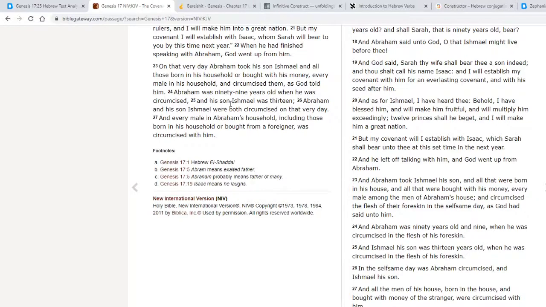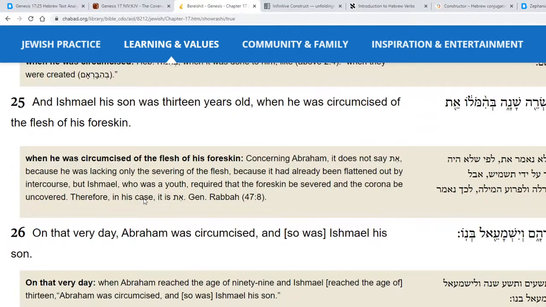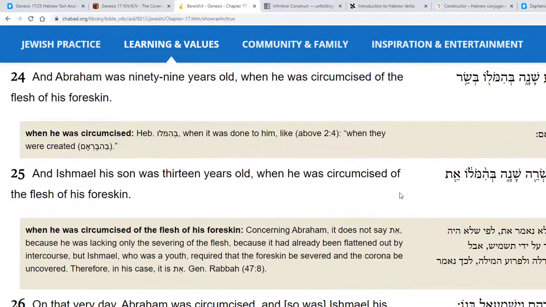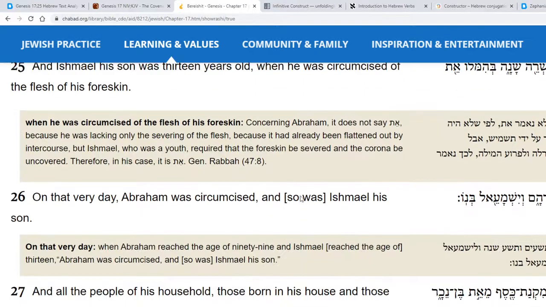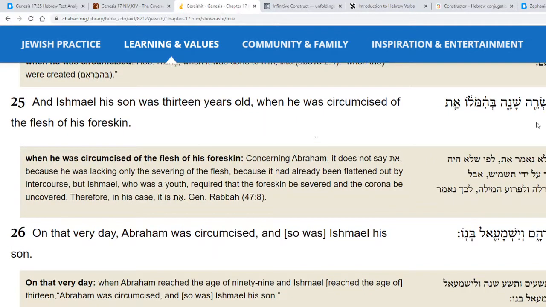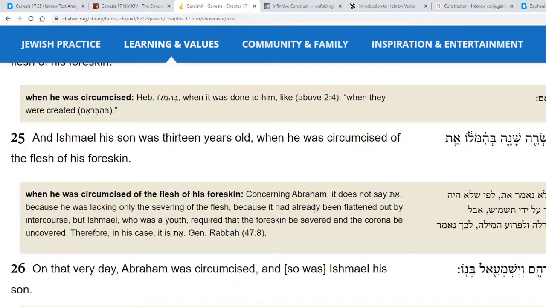NIV: and his son Ishmael was 13. Okay? Pretty short. And Ishmael, his son, was 13 years old when he was circumcised of the flesh of his foreskin. So I wanted to read this Rashi because I wanted to explain how we do darshaning, exegesis of the et, the direct object marker.